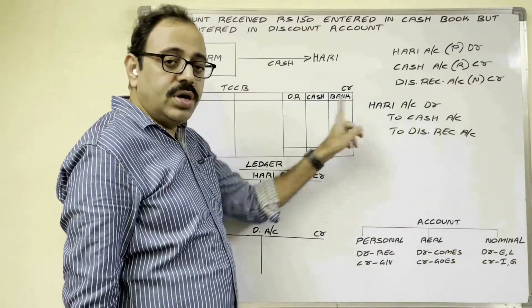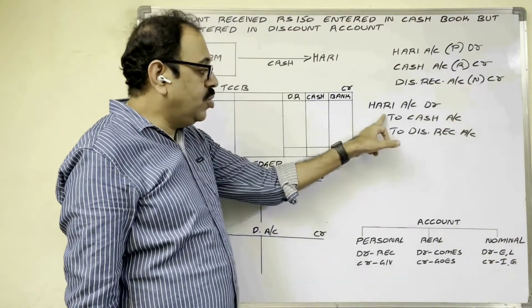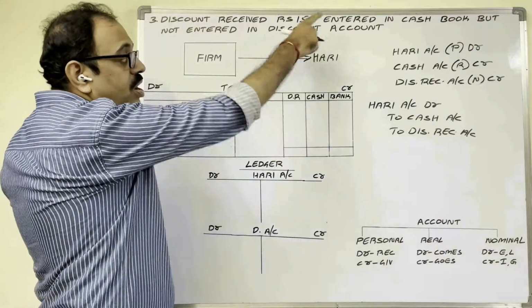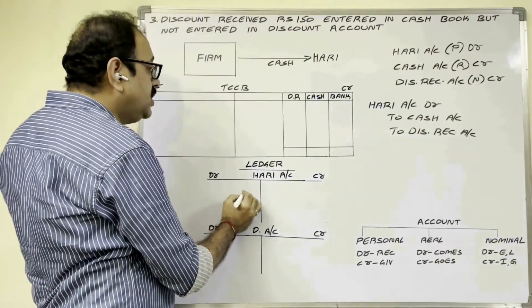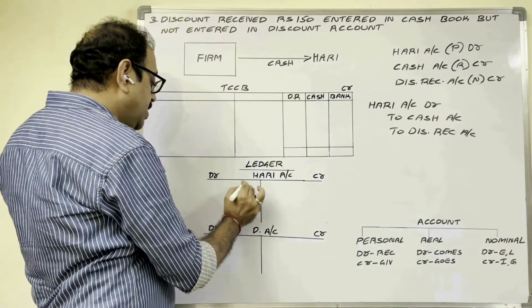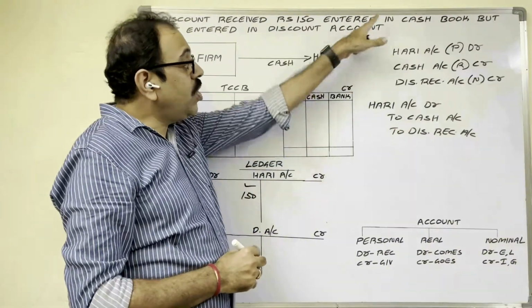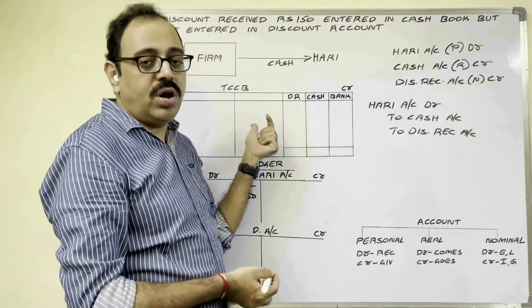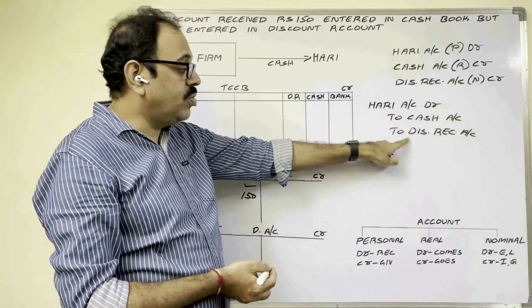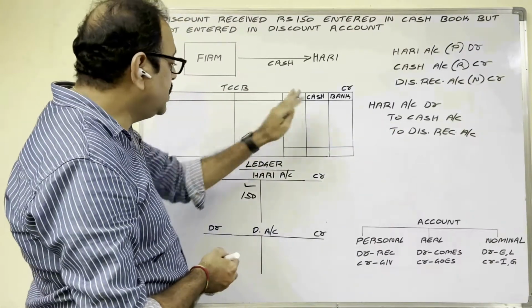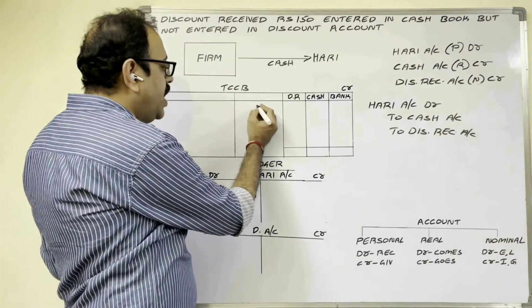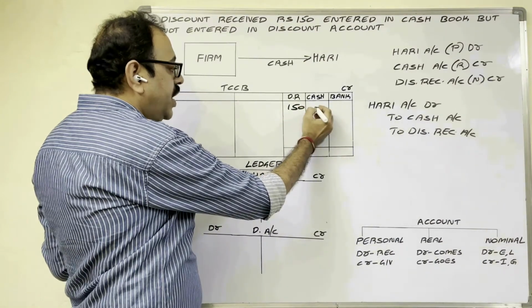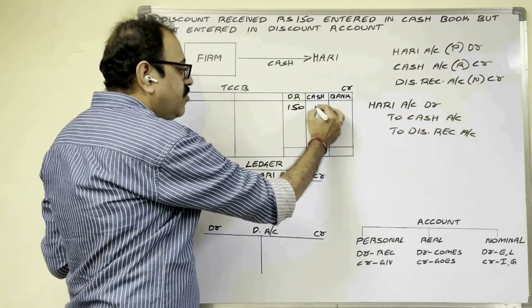In Hari account, debit side we should post this entry. To cash, to discount received. On debit side, cash amount is not available. Discount is 150 rupees. Cash also they wrote. In cash book also they entered this transaction. Our assumption is firm is maintaining triple column cash book. As cash and discount both are on credit side, on credit side we posted this entry. So by Hari, in discount received column 150 rupees, in cash column this cash amount not given in the question.